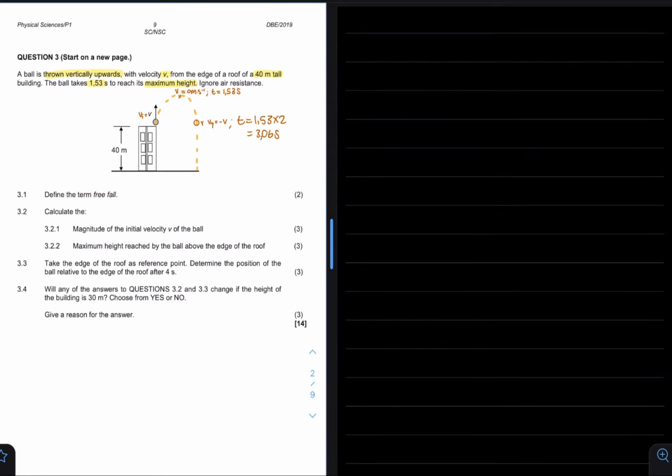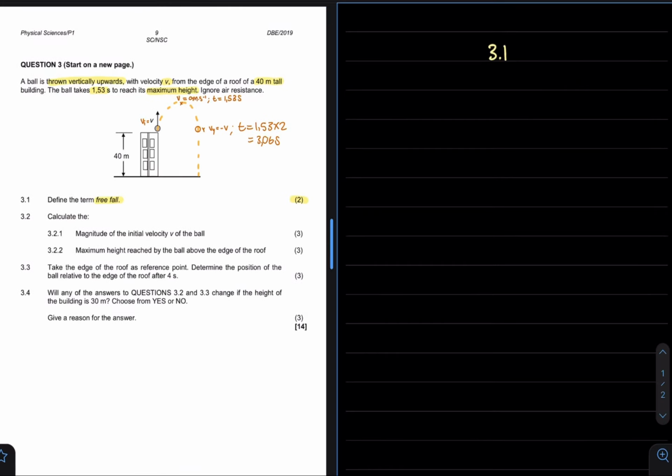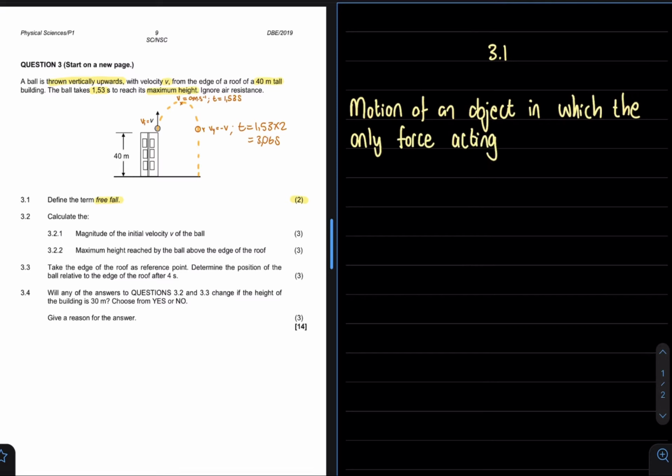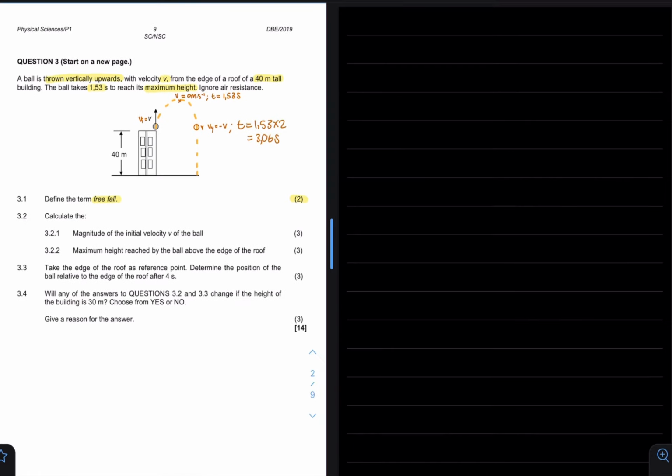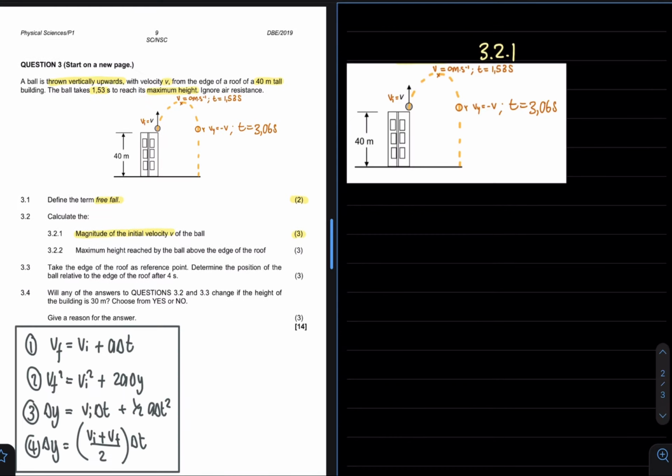In 3.1, we are asked to define the term free fall for a total of 2 marks. In 3.2.1, we are asked to calculate the magnitude of the initial velocity v of the ball for a total of 3 marks.